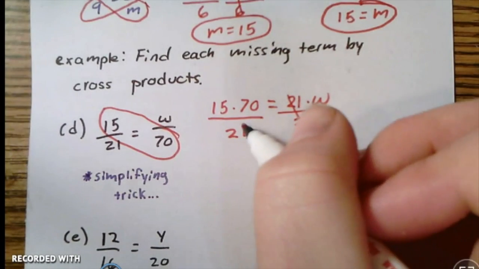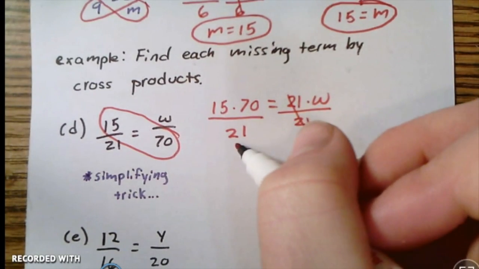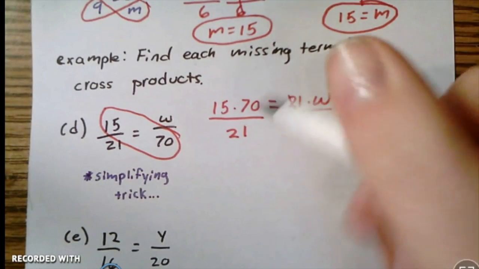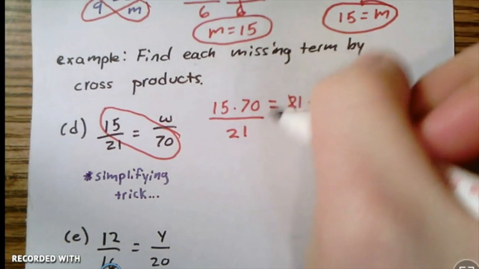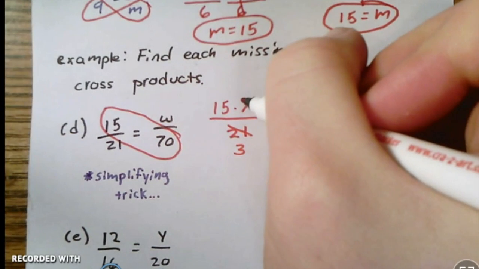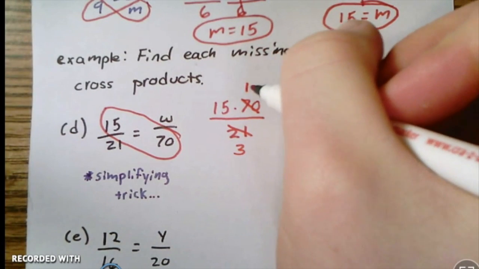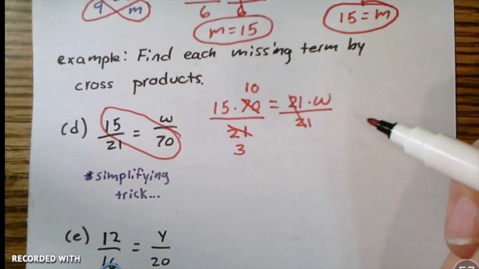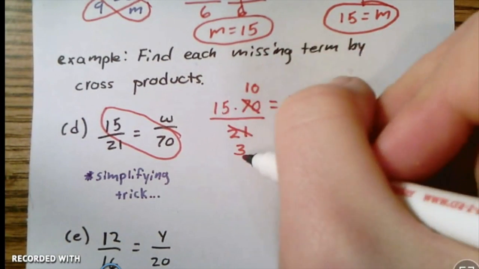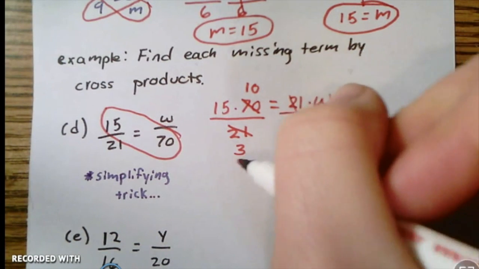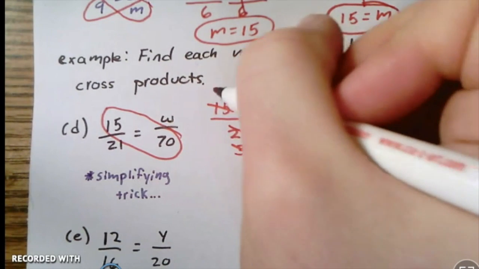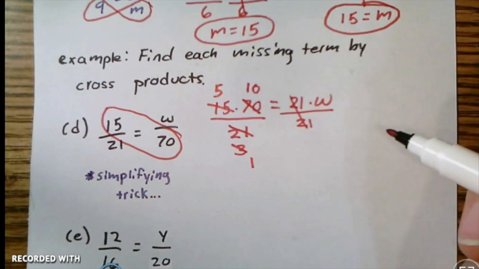So do I see any factors that go into 21 and either 15 or 70? Well, 7 jumped right out at me, so why don't we do that one? 7 goes into 21 3 times, and 7 goes into 70 10 times. Now, do I have anything? Yes, 15 and 3, right? They share a factor of 3. So 3 goes into 3 once, and 3 goes into 15 5 times.